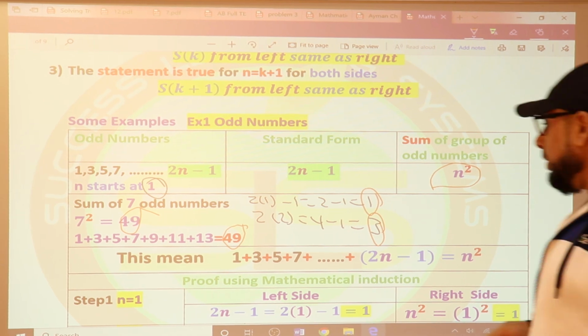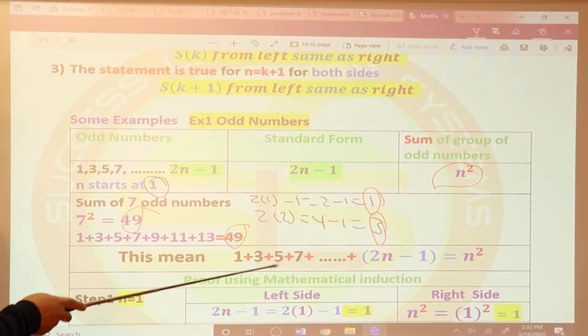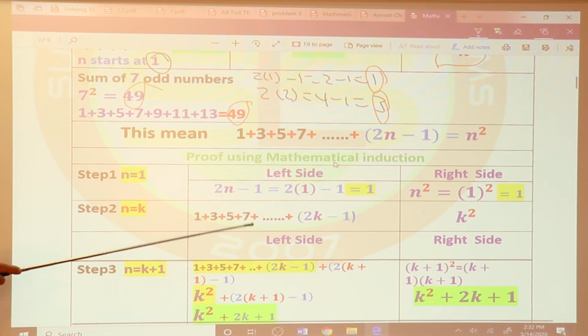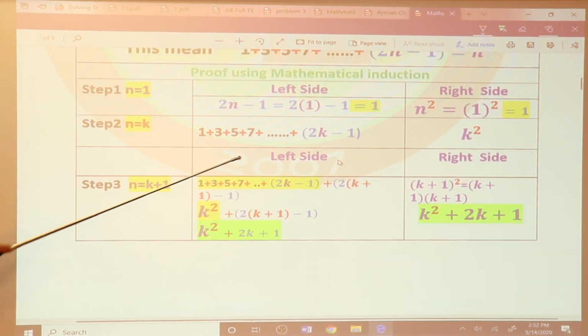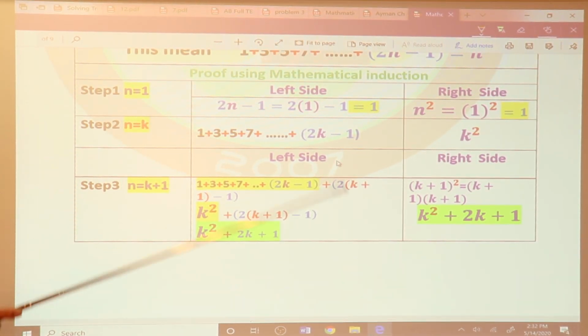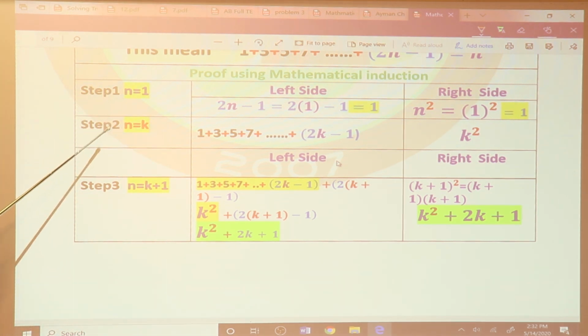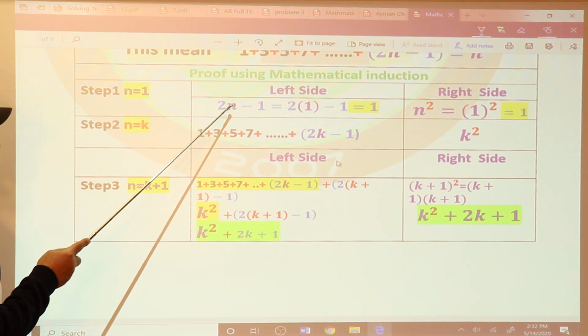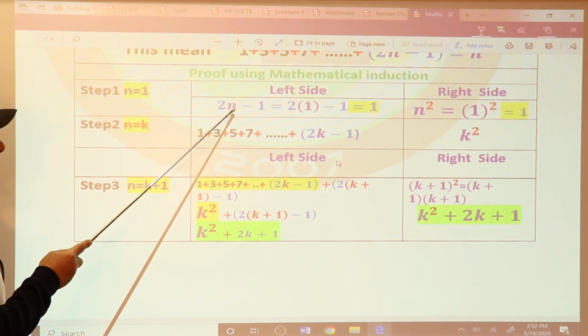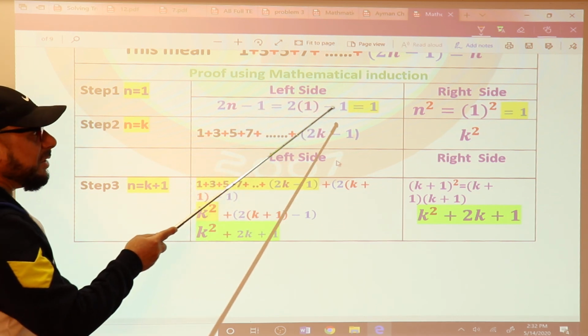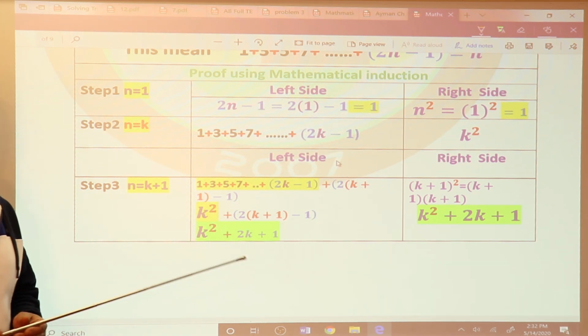This means the sum for any odd numbers is what? Okay. Let us prove it. Now the proof, the problem, right? How many steps we need? Step 1, step 2, step 3. Step 1 will be n equal 1. 2 times 1, 2, minus 1, 1. Then the left side, right?